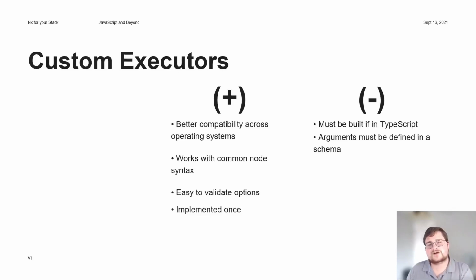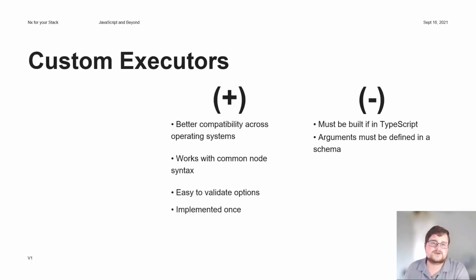Additionally, you get these options that you can validate in a schema file. We didn't take advantage of those in the demo, but similarly to the generator, they give you the ability to reject a command if somebody passes an invalid argument. And you only have to implement them once, so you're not going to be stuck modifying 50 definitions if a change is needed because of a language update or something like that.